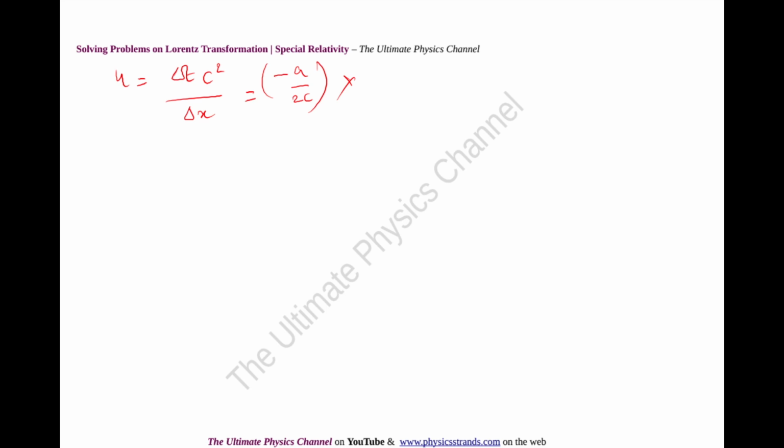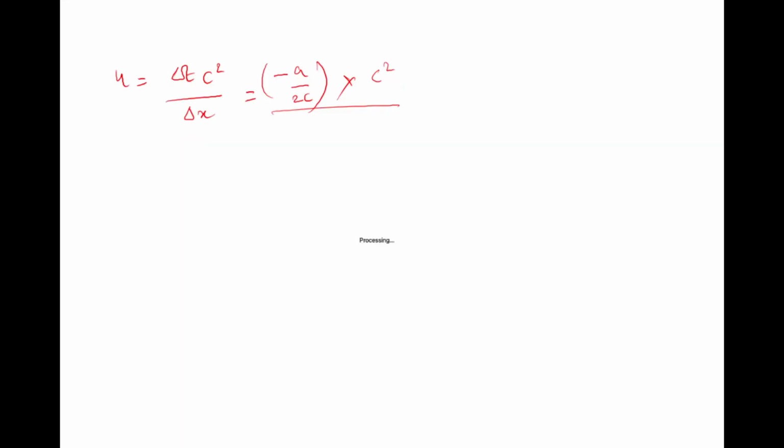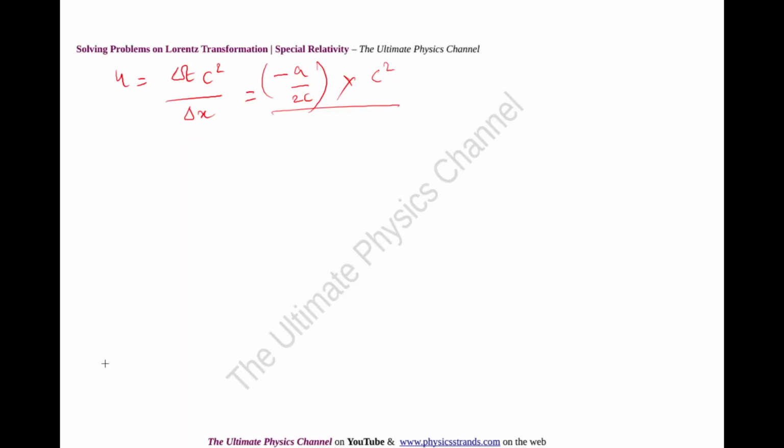c squared, the whole thing over del x. What is my del x here from the given data? x2 minus x1, that is 2a minus a, so del x is a here. So if you work this out, the c squared and c will cancel, and this will be just c, and minus this thing. So minus c by 2.